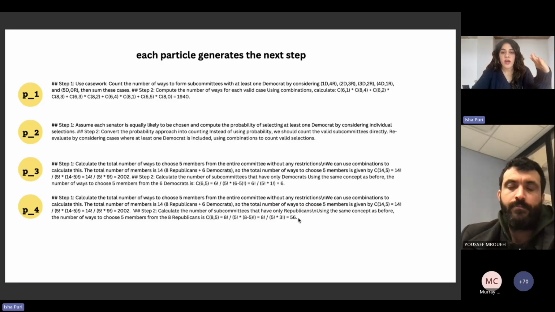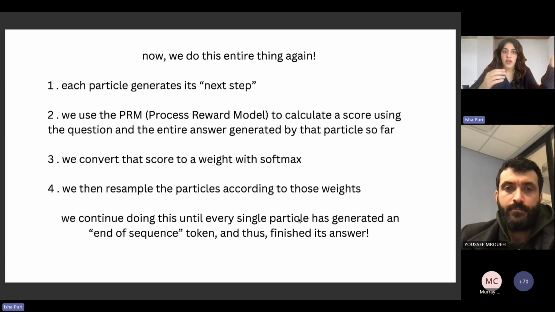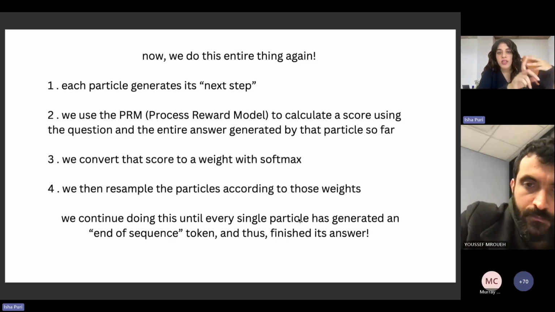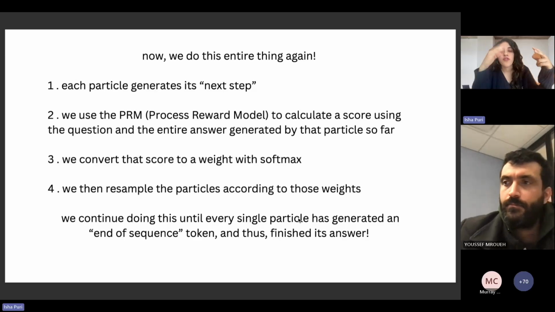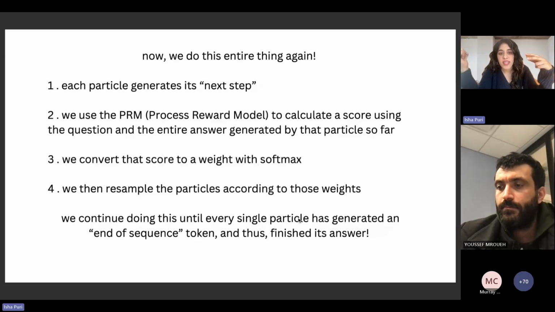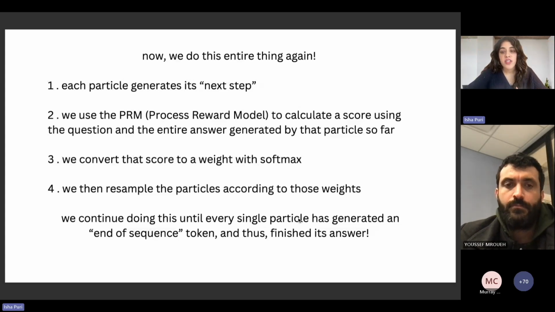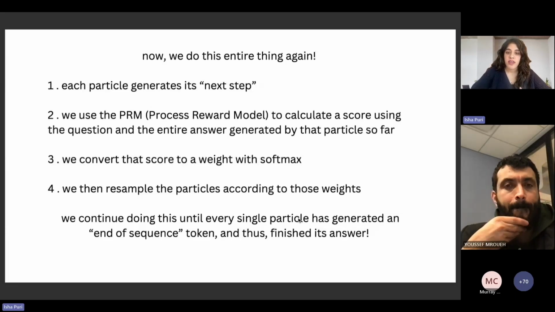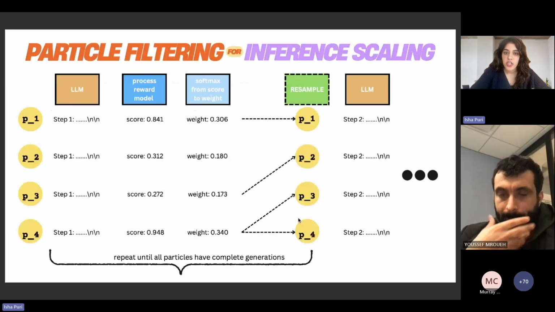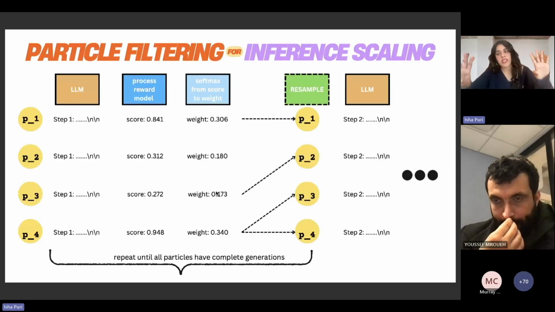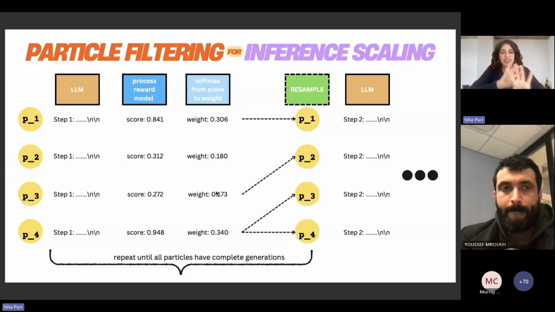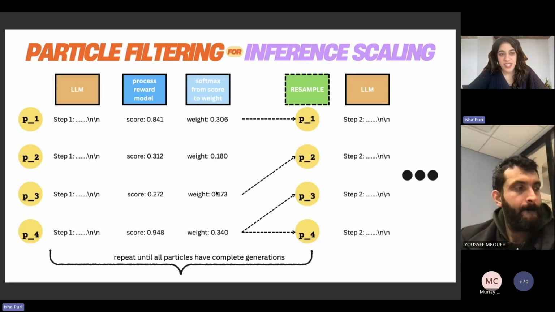And so this entire process just continues over and over and over. You have a particle generate the next step. You use the process reward model to score it. You convert the score to a softmax. You use the softmax to convert it to a weight. And then you resample the particles according to those weights. And you just continue doing this over and over until every single particle has generated an end of sequence token and thus finished its answer. So this is a more complete graphic of what the process looks like.